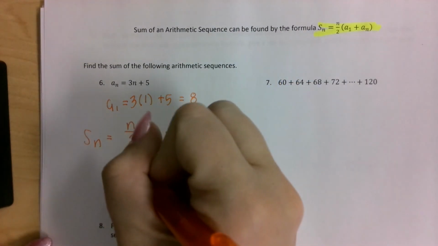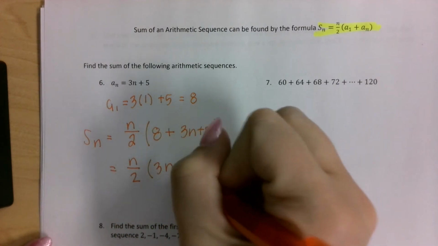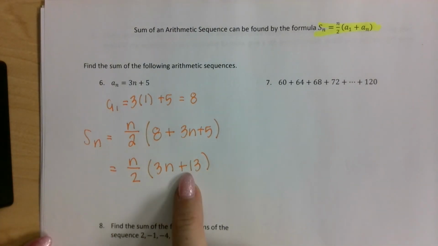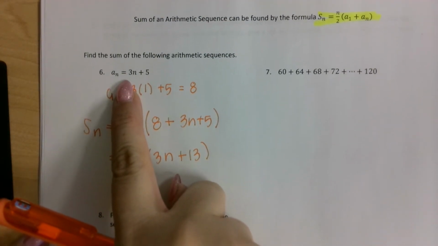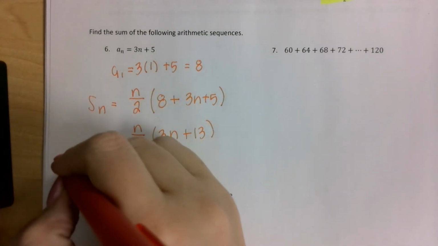Let's simplify that a little bit. We get n over 2 times 3n plus 13. So this is our sum formula for this arithmetic sequence. Okay, so the problem didn't ask this, but so that you understand what this is saying.